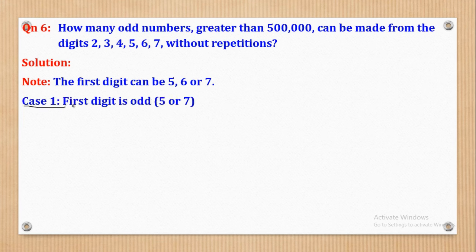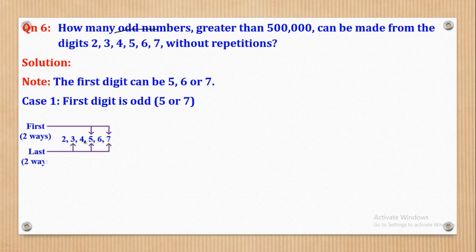And there are cases. Case 1 is when the first digit is an odd number. So when it is odd, it means it can be picked from either 5 or 7. Therefore, for our illustration, we shall first list the numbers, then we say the first digit will take on 5 or 7. And those are two ways. What about the last digit? Because they said it should be odd, the last digit must also be odd. So it can be 3, 5 or 7. Now, why are we saying two ways? Because when you take one here for the first digit, it will be left with two alone.